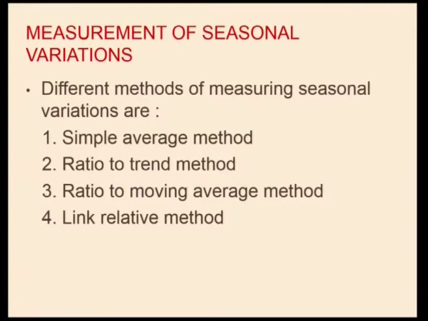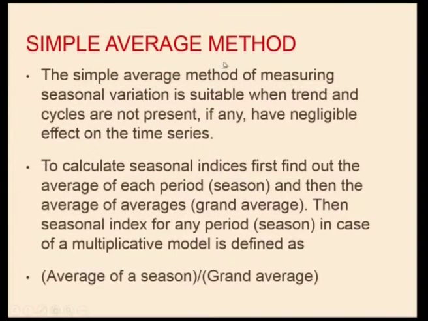Now let us move to another important topic, that is measurement of seasonal variations. There are different methods of seasonal variations. First one is simple average method, second one is ratio to trend method, then ratio to moving average method, and finally link relative method. The simple average method of measuring the seasonal variation is suitable when the trend and cyclics are not present, or if present, have negligible effect on the time series.